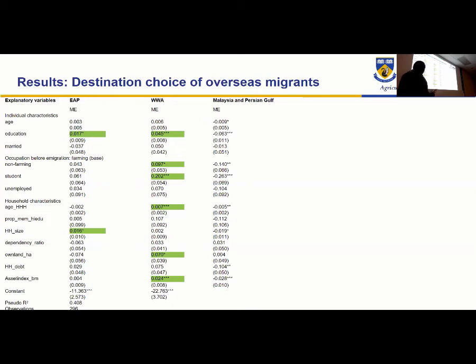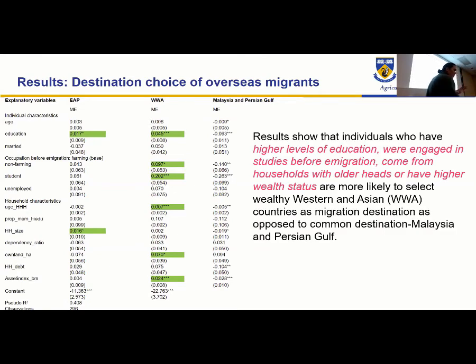those individuals who have older household heads, and those who have a larger size of land and are from wealthy households, they are more likely to choose wealthy Western Asian countries as destination, as opposed to this common destination, Malaysia and the Persian Gulf. So this is the summary of this result. So I'm not going to repeat it here.